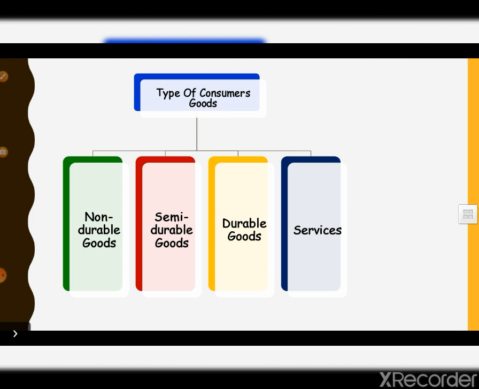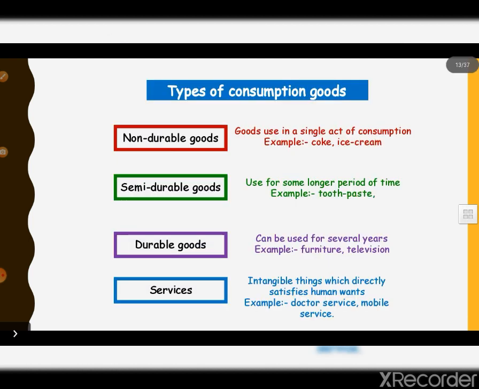Durable goods are those goods which last for a longer period of time. For example, a refrigerator, electronic gadgets, phone, laptop, cupboards. Those things last for a longer period of time. And services. Well, services are many: a doctor's treatment, the services of a CA, of a professional. Some examples are: semi-durable, toothpaste; durable, furniture, television; services, doctor service, mobile service.